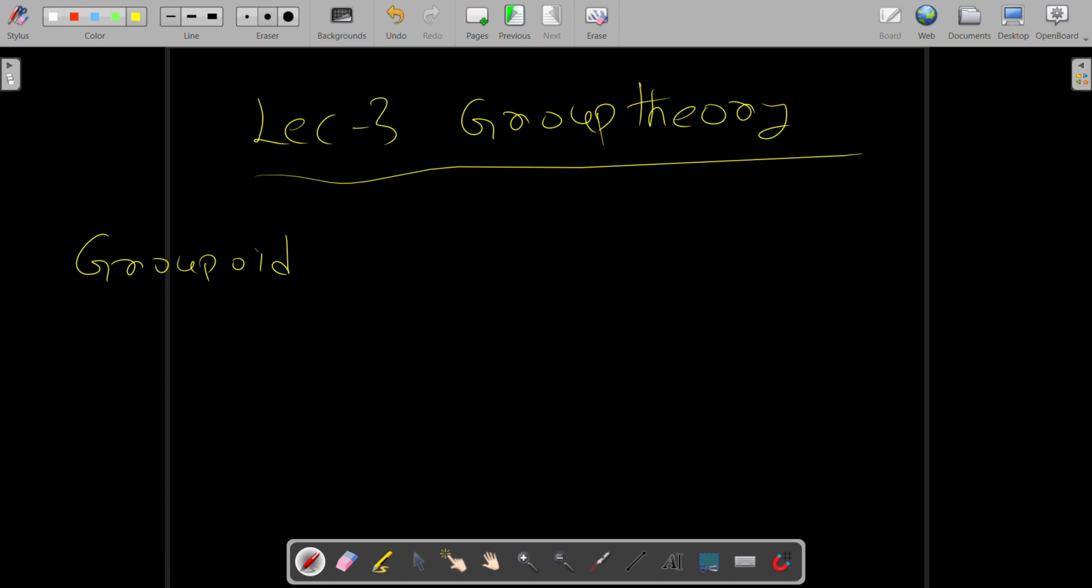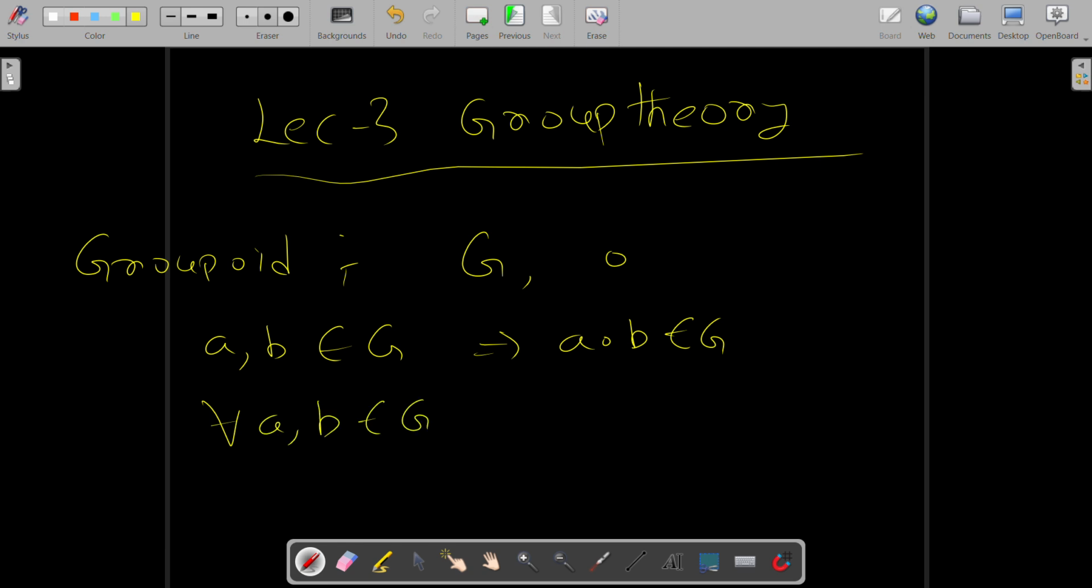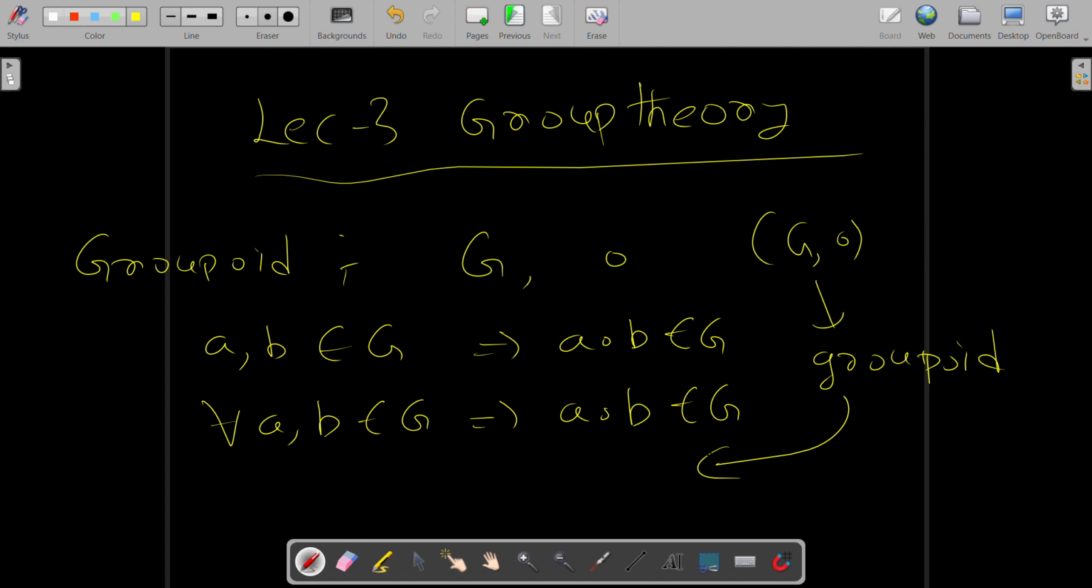First I take a set G and a binary composition not, and let A, B belong to the set G, which implies A not B belongs to G, i.e. for all A, B belongs to G implies A not B belongs to G. Then the algebraic structure like this, G not, is called a groupoid, which satisfies this property.